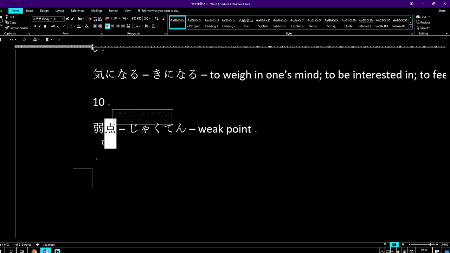Jakuten is literally a weak point. Jakuten, a weak point. A weakness. A deficiency. Jakuten, a weak point.